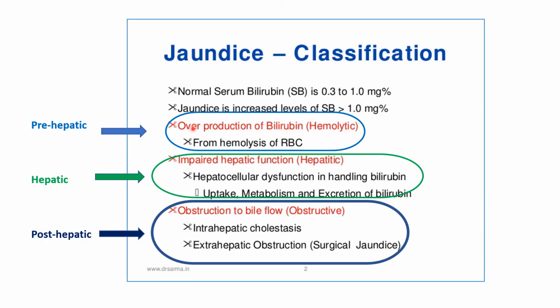So in order to proceed further, to continue with the examination and history taking, it's very important to have a simple classification of the jaundice. Jaundice is when the serum bilirubin exceeds 1.0 mg/dL. The normal range is 0.3 to 1 mg/dL. Anything more than that, the patient develops jaundice.